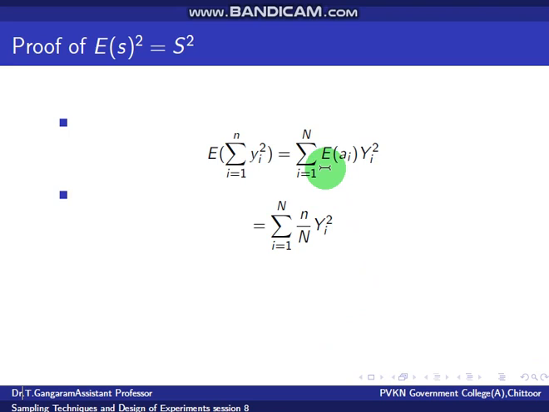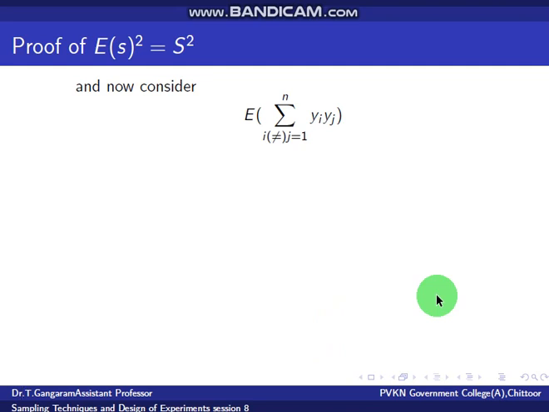We know that expectation of ai is equal to small n by capital N from theorem 1. So this is equation 4. Small n by capital N, i is equal to 1 to n yi square. This is expectation of i is equal to 1 to n small yi square. We can write small n by capital N into i is equal to 1 to capital N yi square.